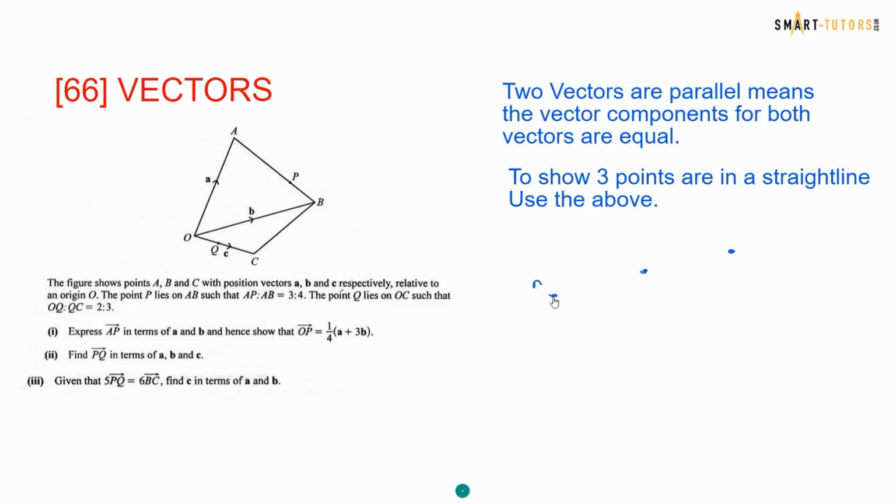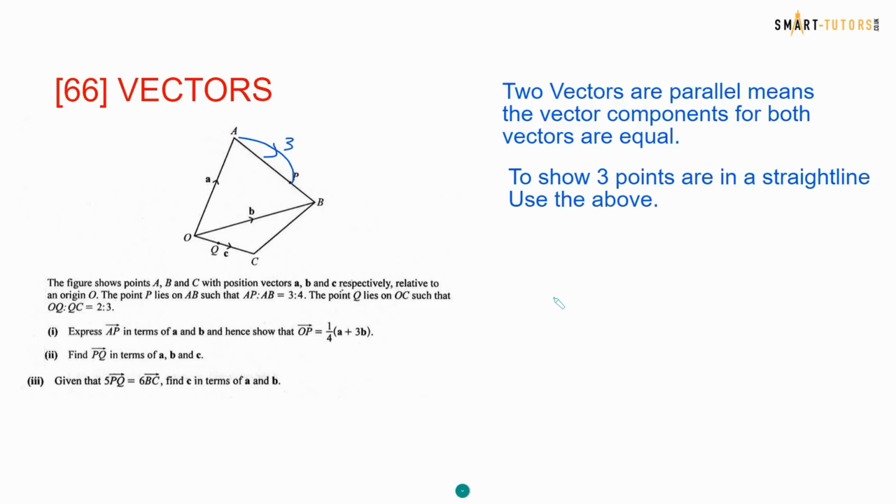As an example, we do one question to show the vector, and we have separate tutorials for vectors as well. We're trying to do the harder topics as soon as possible, but consider this question now. The figure shows ABC with the position vectors A, B, C respectively relative to the origin O. The point P lies on AB such that AP is to AB is 3 to 4.